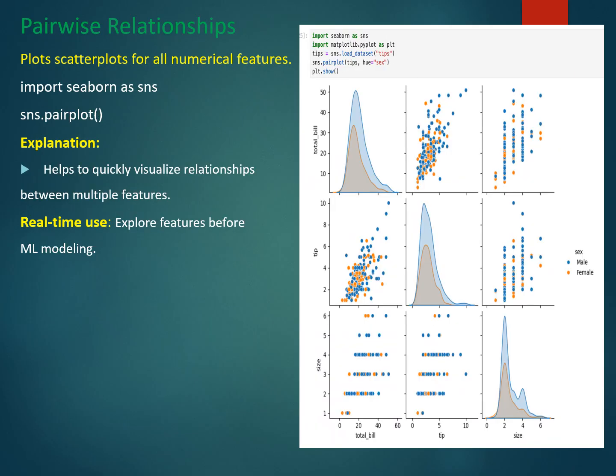Pair plot. Pair plot shows relationships between all numerical variables. It combines scatter plots and histograms automatically. In ML, pair plot is used for quick feature interaction analysis and class separation visualization. It is especially useful in small to medium datasets.